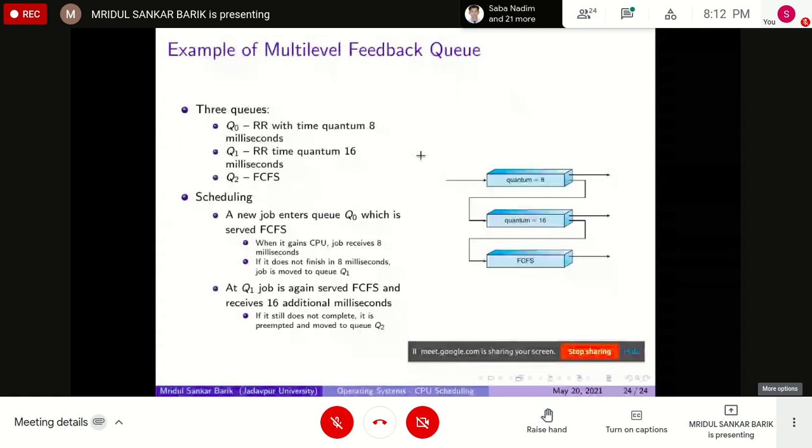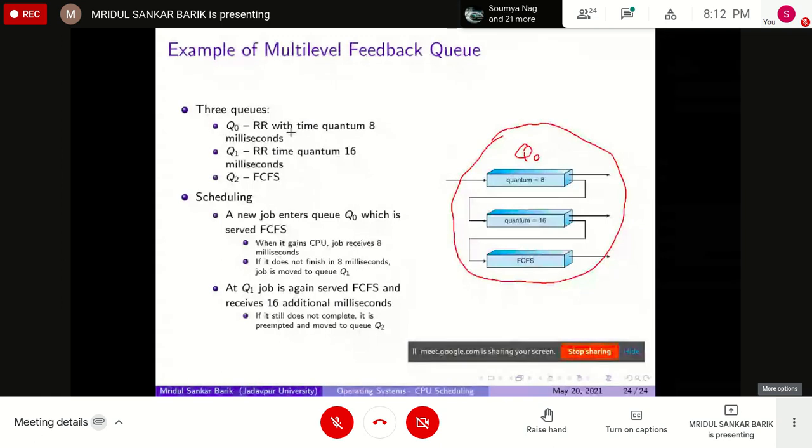So we have three queues, Q0, Q1, and Q2. Whenever a process enters the system or enters the ready state, it would enter Q0. Q0 is served using round robin with time quantum 8. So whenever a process enters, it would be given time quantum 8. If the length of the process is less than 8, then it would finish and exit from the system. But if its burst time is greater than 8, then it would be put into the next queue.